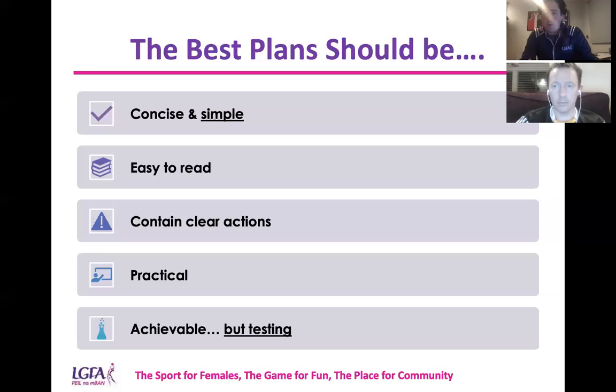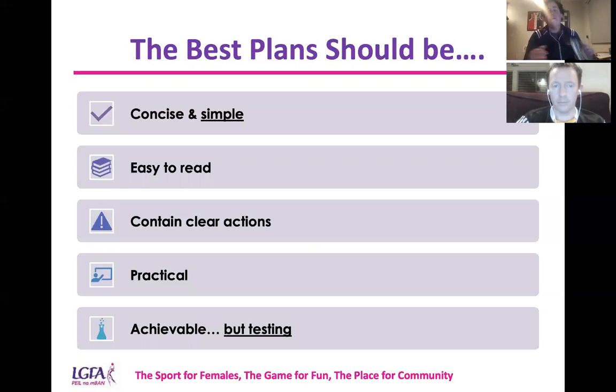But the best plan should be concise and simple. There's no point saying we're going to win every county championship for the next 10 years, or we're going to produce every player on the county team. These things aren't simple. So make it concise and simple to your club, and make it easy to read.